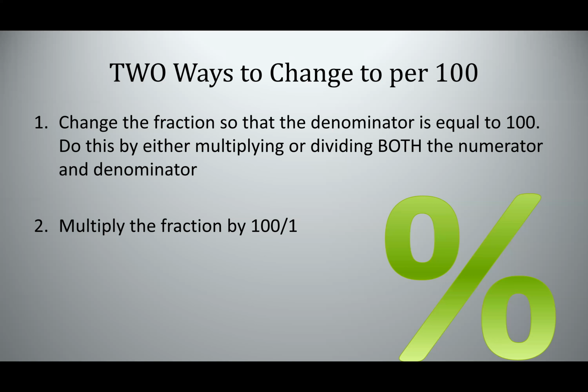Okay. So a couple ways to change fractions to 100. All right, the first thing is we're going to change the fraction so that the denominator is equal to 100. This is a review, right, guys? We've done this. Do this by either multiplying or dividing both the numerator and the denominator. This works some of the time. When does this work?